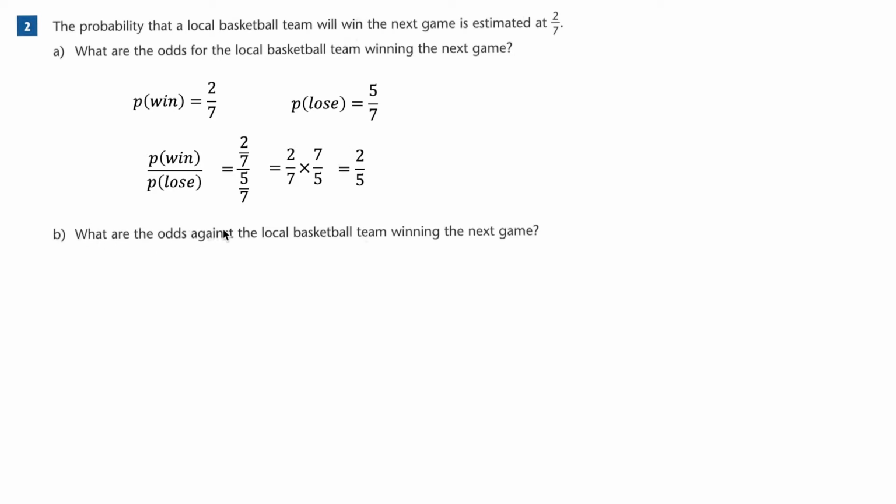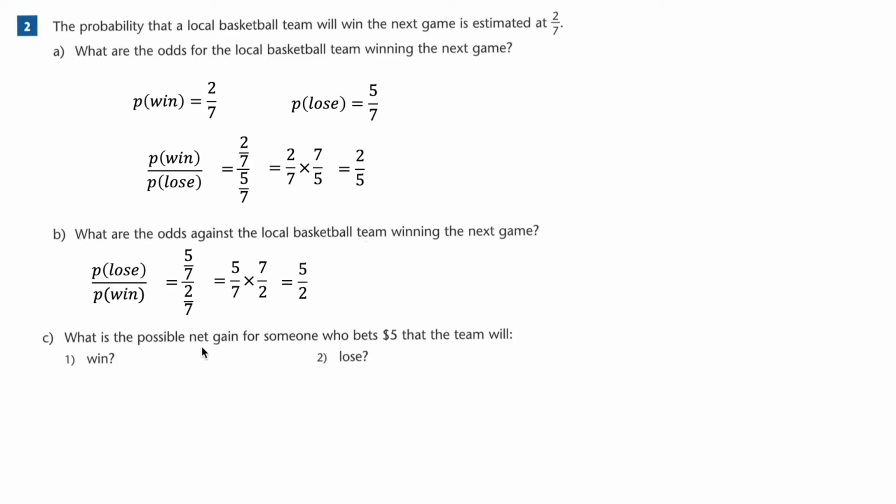B, what are the odds against the local basketball team winning? If it's 2 to 5 to win, it must be 5 to 2 to lose. It's going to be the opposite. We're saying the odds of not winning, the odds of them losing, is the probability of them losing divided by the probability of them winning. It's the same calculation. It's just now 5/7 divided by 2/7, which is 5/7 times 7/2, and the 7s cancel, so you get 5 out of 2. It's just the inverse of what we got the first time.